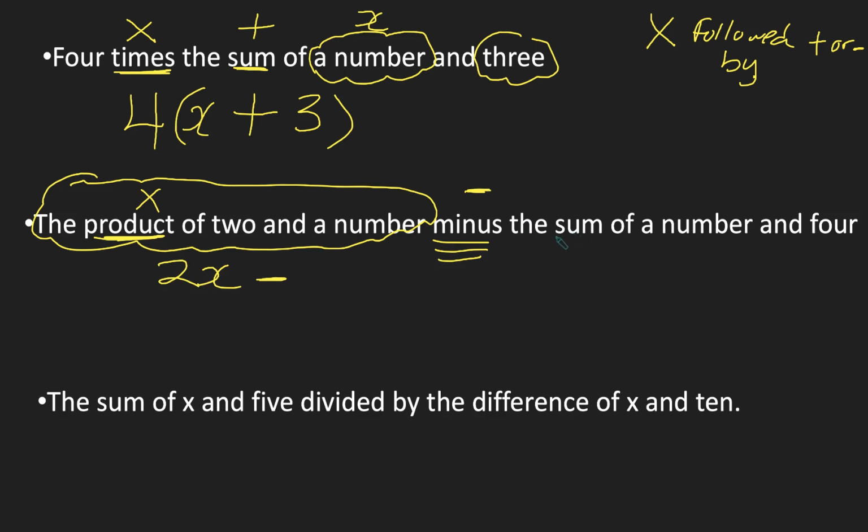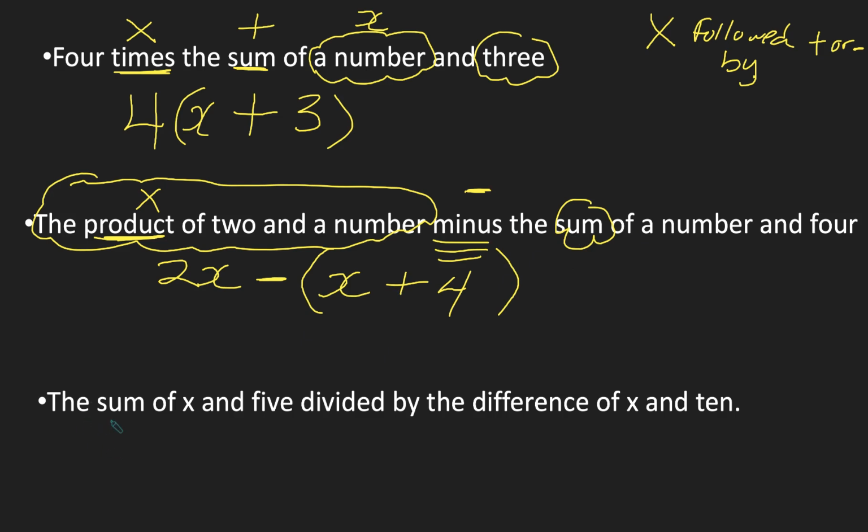And then it says here the sum. So I'm going to have to open my parentheses here, because sum tells me I'm going to add 2 things. And they want me to add a number, which I don't know, so I'm going to call it x, and 4. So it's x plus 4. So this says the product of 2 and a number, 2x. Then I had minus. I put my minus in, but then they wanted me to add 2 terms, and that's why we need our parentheses.